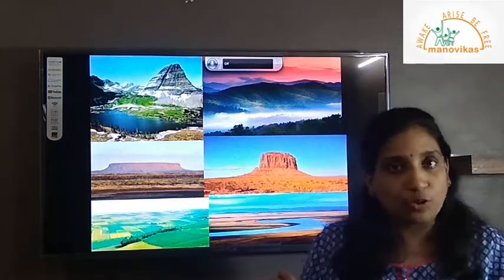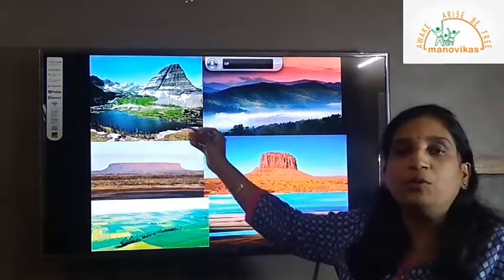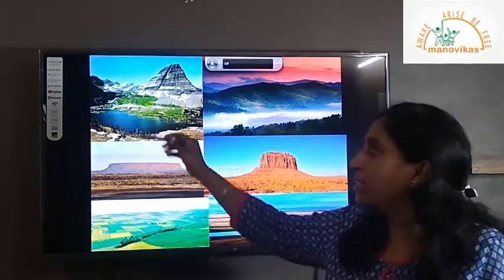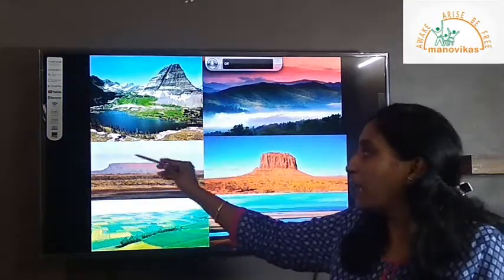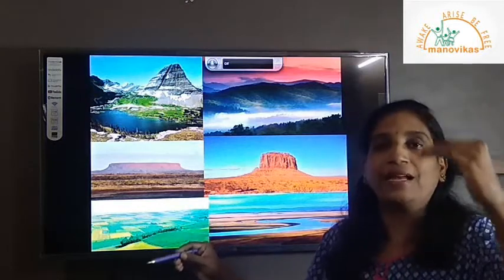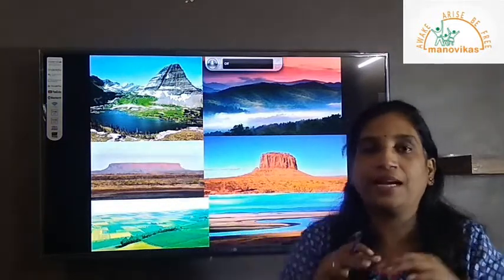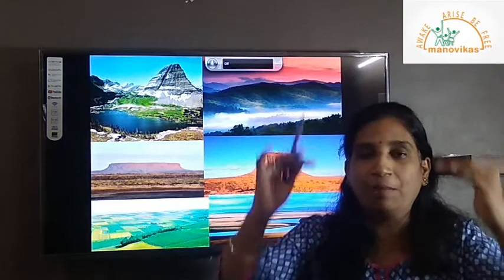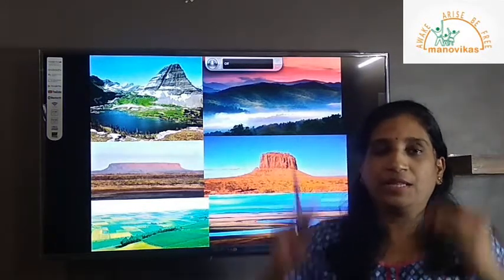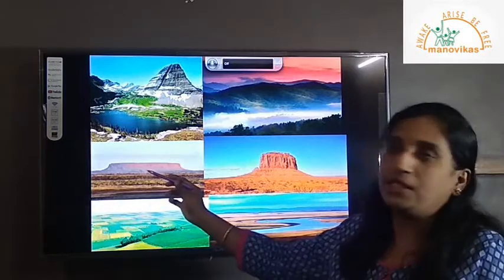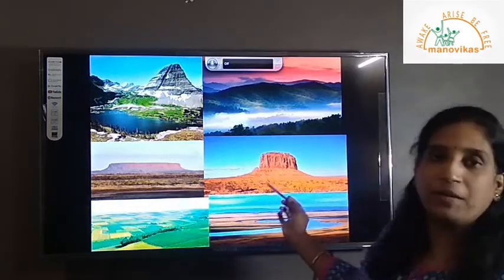Now, when I say plateaus, see the difference between a mountain and a plateau. A mountain has a pointed peak. A plateau is also raised highland, right? But here the land is flat. It's like a table. Okay, a raised table naturally formed. So it is a raised land with a flat top. You call it a plateau. You can see the picture here.